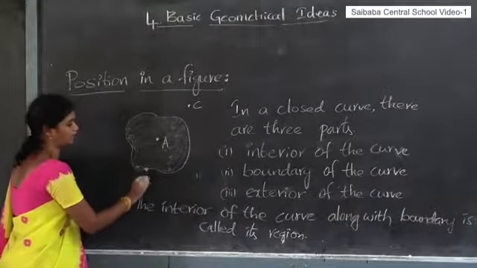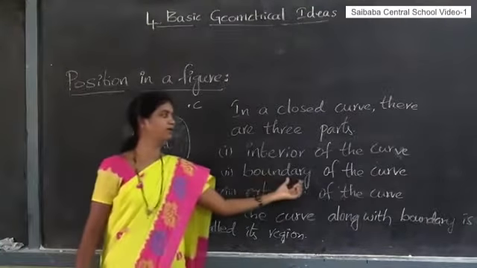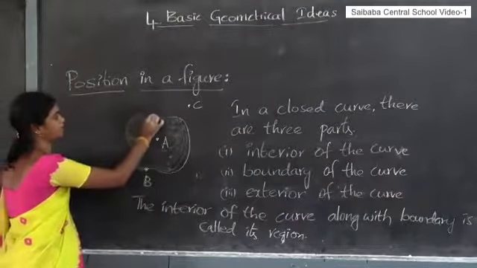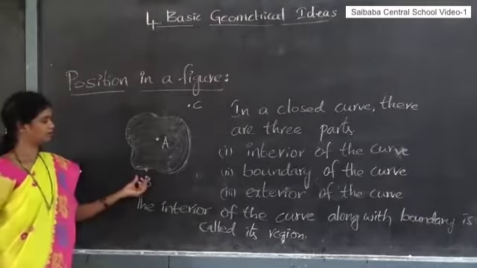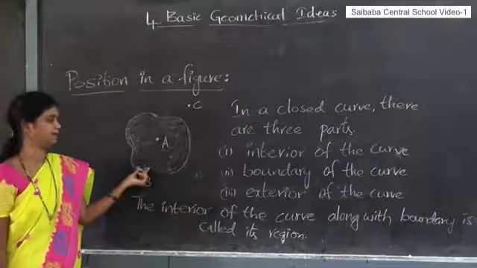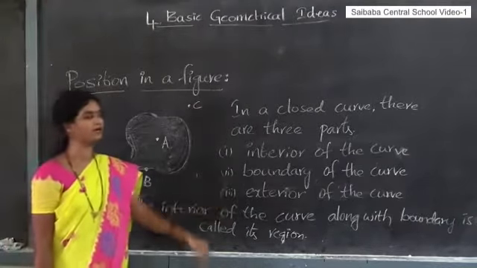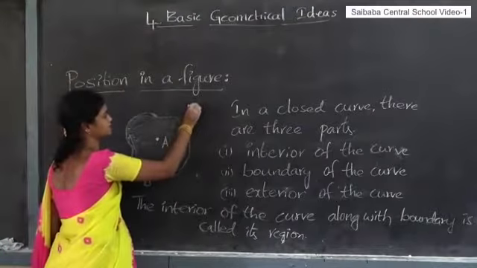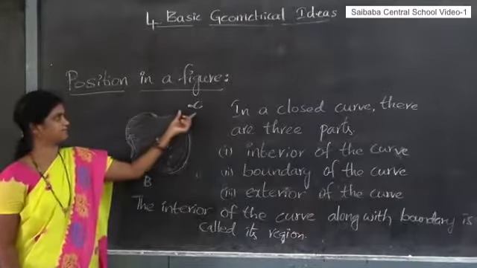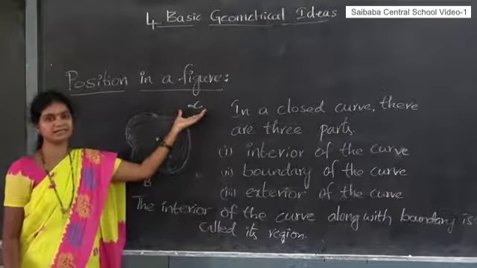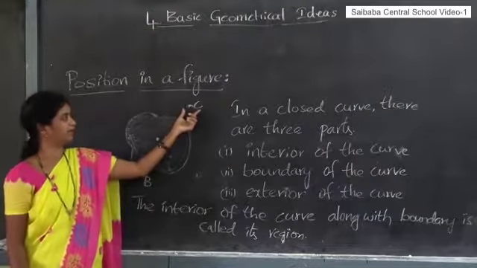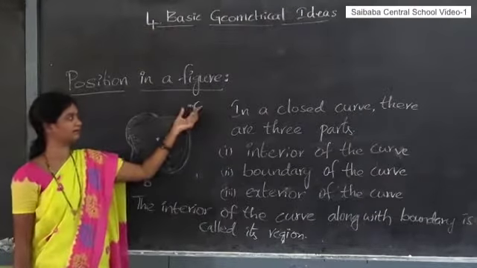If you take the point B, the second one is the boundary of the curve. This point B lies on the boundary of the curve. So where is the point B located? B is located on the boundary of the curve. The third one is the exterior of the curve. If you take the point C, it is not lying in the interior or on the boundary. It is somewhere away from the closed curve. So we call this an exterior point, and its location is the exterior of the curve.